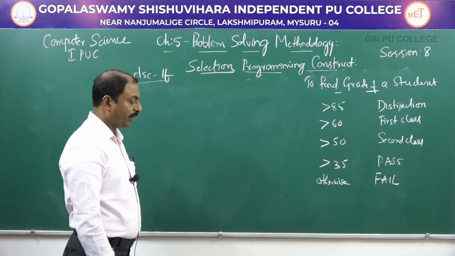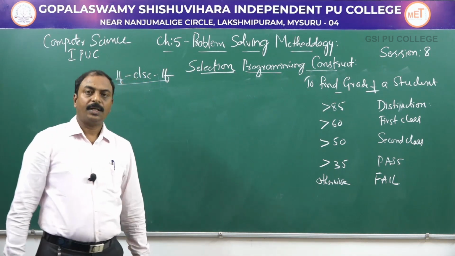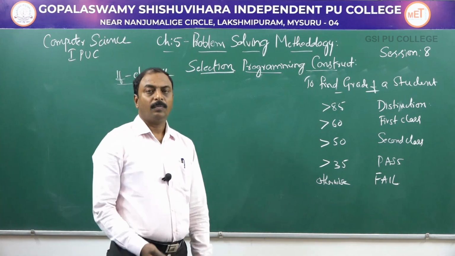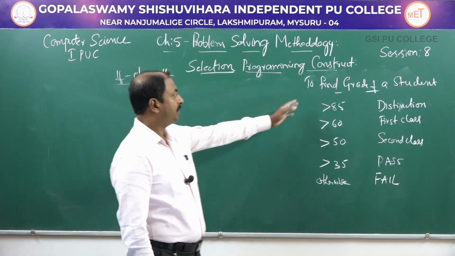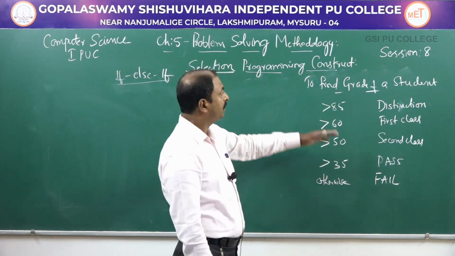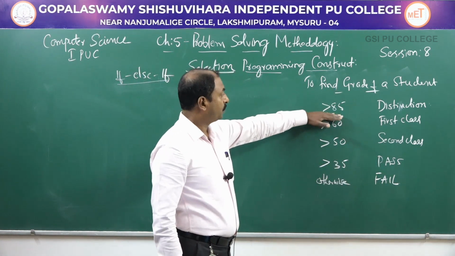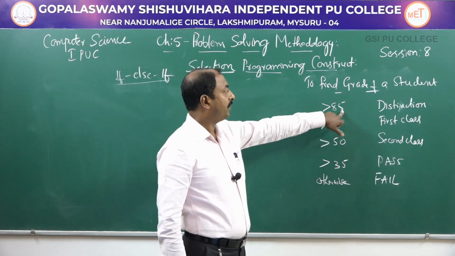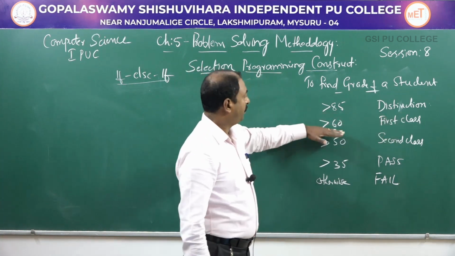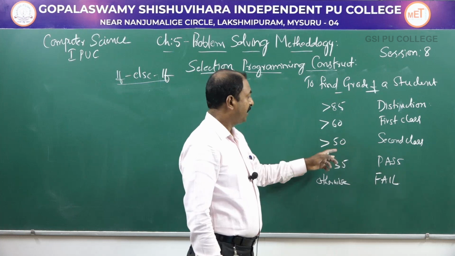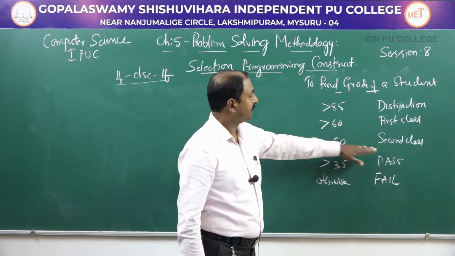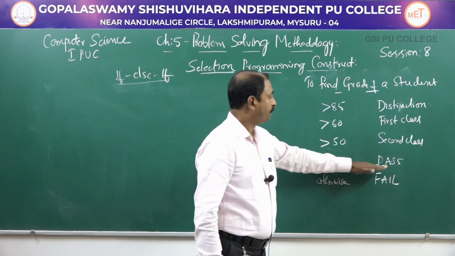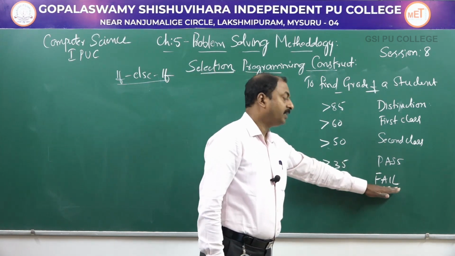Students, look at the example here. This is an example to find the grade of a student. Generally, we decide the grade of a student by finding the average marks he obtained. If a student gets above 85%, we have to give him a distinction. Above 60 is first class, between 50 and 60 is second class, above 35 is pass, and below 35 is fail.